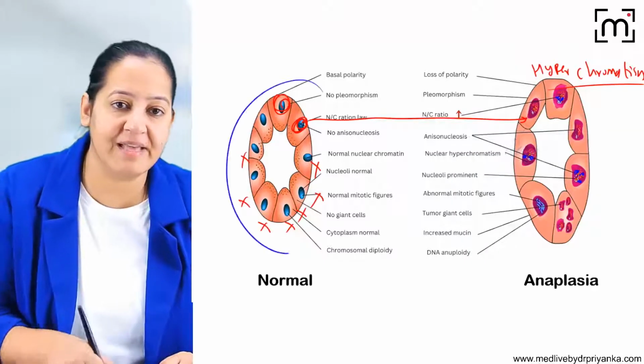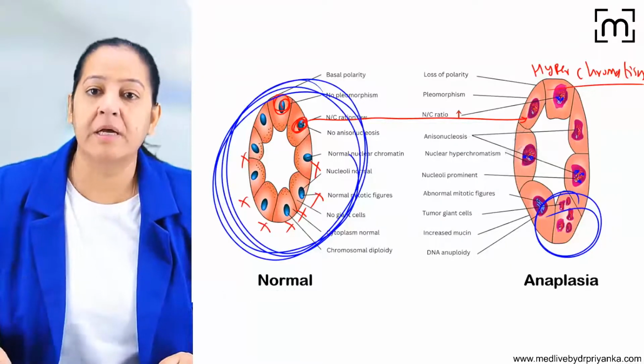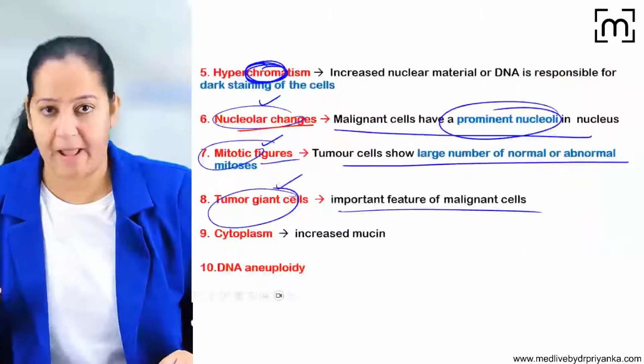Now see the giant cells. Here, one cell, one nucleus. But here in a few cells, multiple nuclei are there. Such a cell with multiple nuclei is a giant cell. So again, the giant cell is a feature of anaplasia.